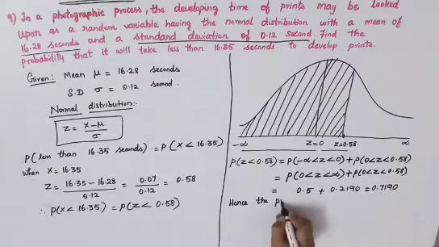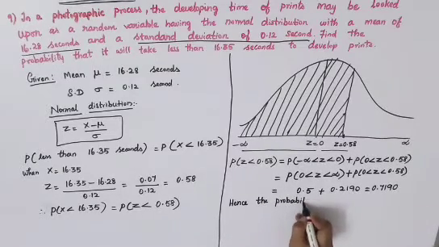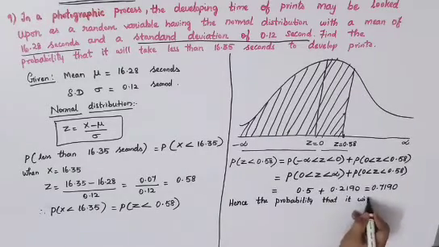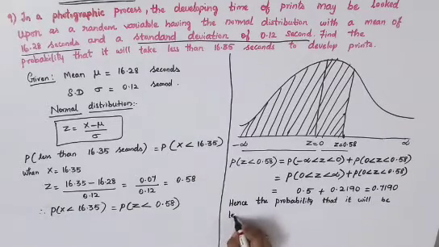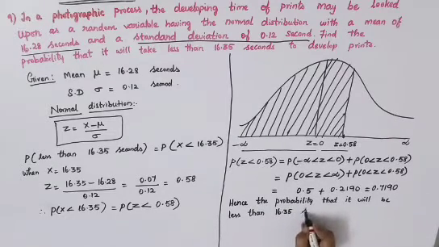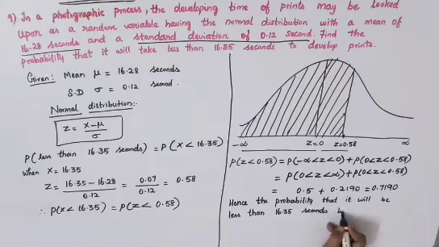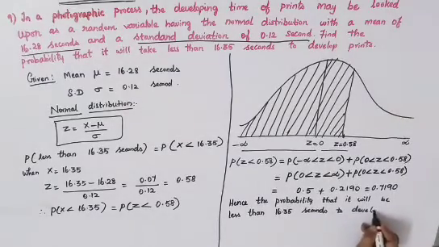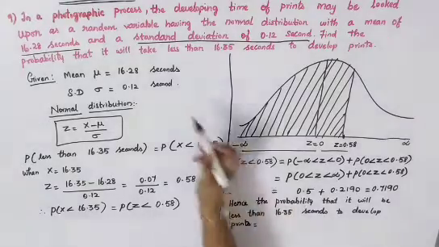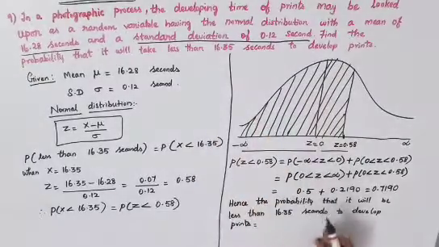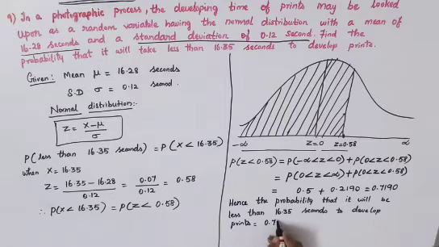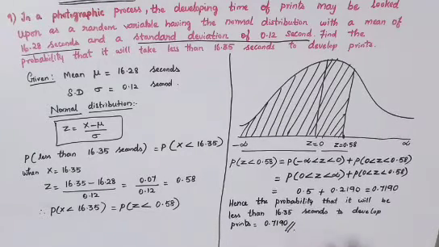So hence the probability that it will take less than 16.35 seconds to develop a print, which is what they asked you to find, is equal to 0.7190. So this is the answer for your ninth question.